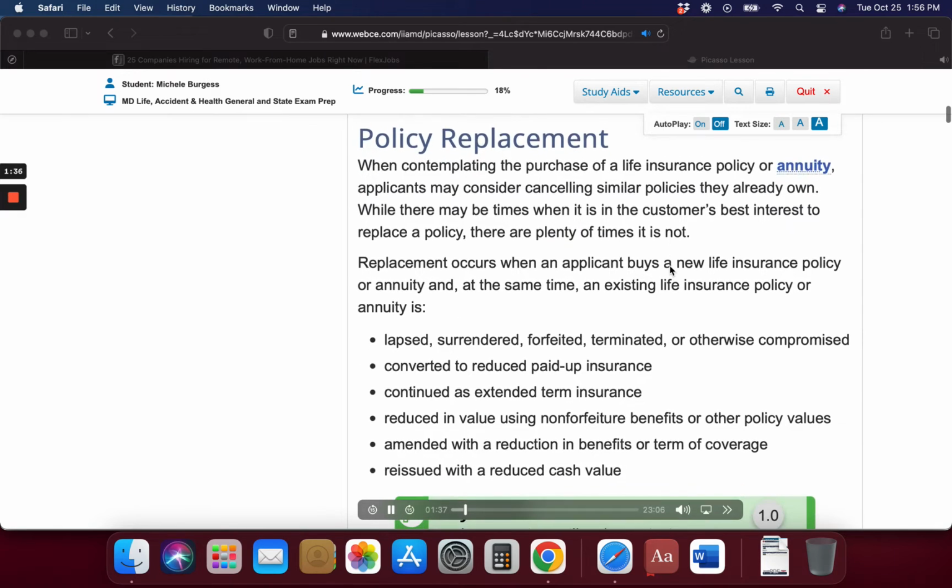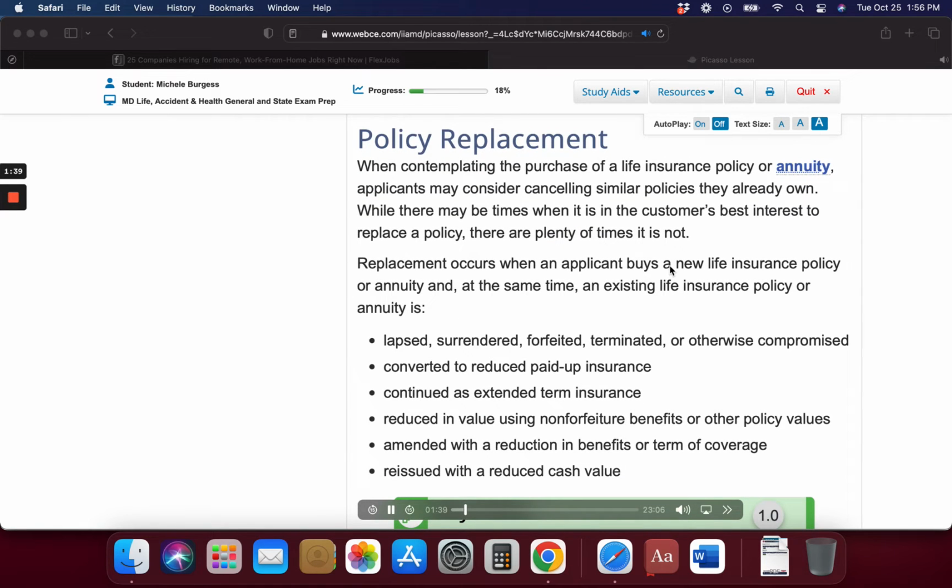Policy replacement. When contemplating the purchase of a life insurance policy or annuity, applicants may consider canceling similar policies they already own. While there may be times when it is in the customer's best interest to replace a policy, there are plenty of times it is not. Replacement occurs when an applicant buys a new life insurance policy or annuity and, at the same time, an existing life insurance policy or annuity is lapsed, surrendered, forfeited, terminated, or otherwise compromised.